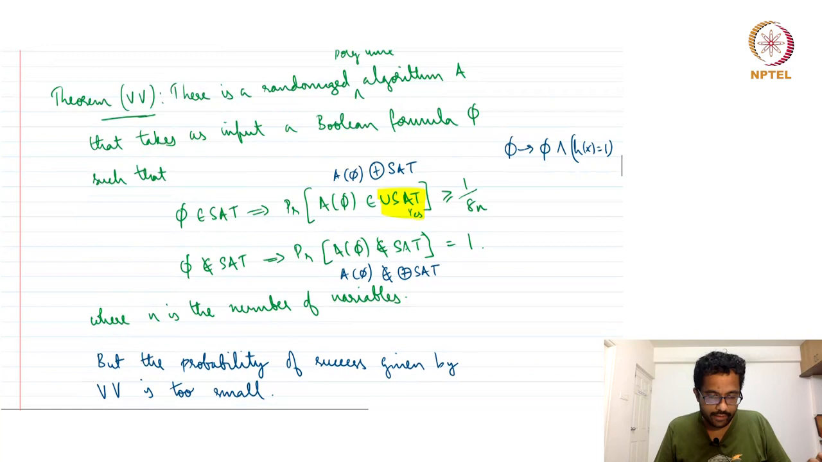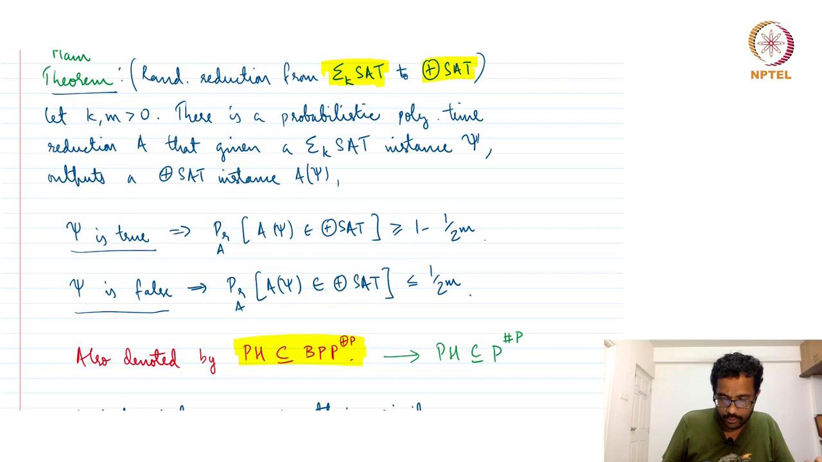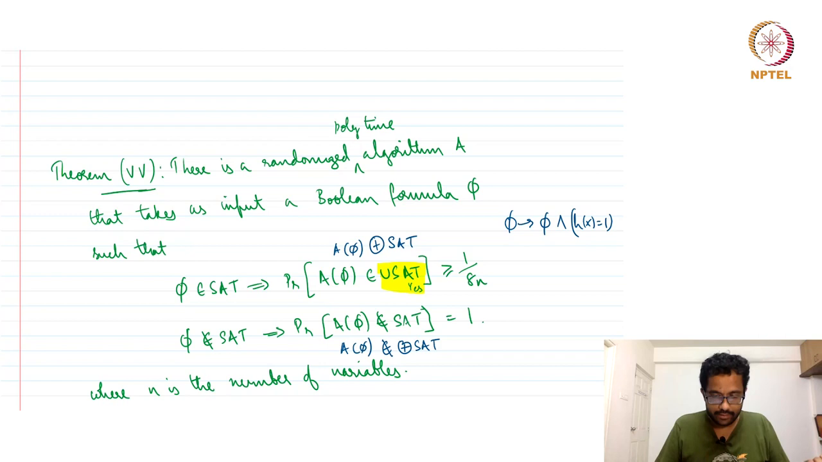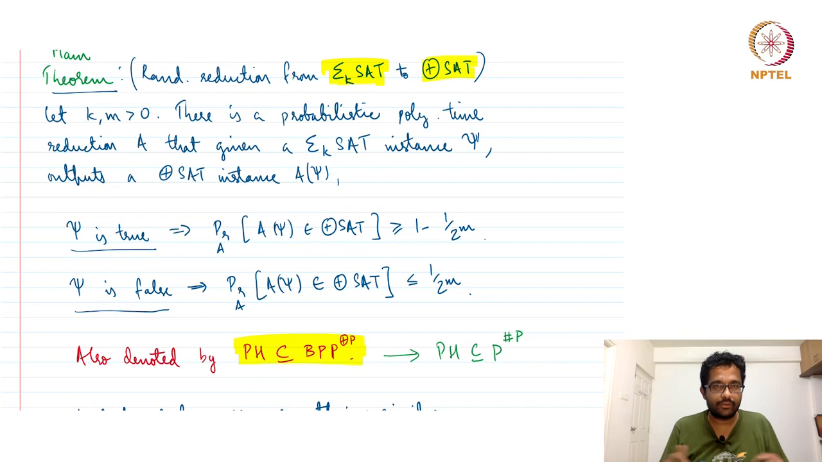So with the Valiant-Vazirani lemma theorem, we are already somewhat close to what we have here, right? What are the differences? The difference is that the Valiant-Vazirani lemma took one simple Boolean formula without any quantifiers. Here we are taking a Boolean formula with k quantifiers. Everything is quantified. There are no free variables.